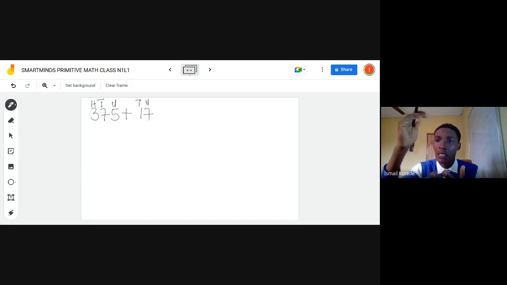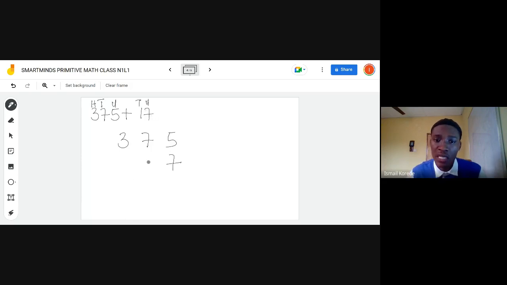Below a unit, you must have a unit. Below a tens, you must have a tens. So let's take an example on that. I have 3, 7, 5. This 7, which is the unit, must fall under here, and this one must fall under the tens.